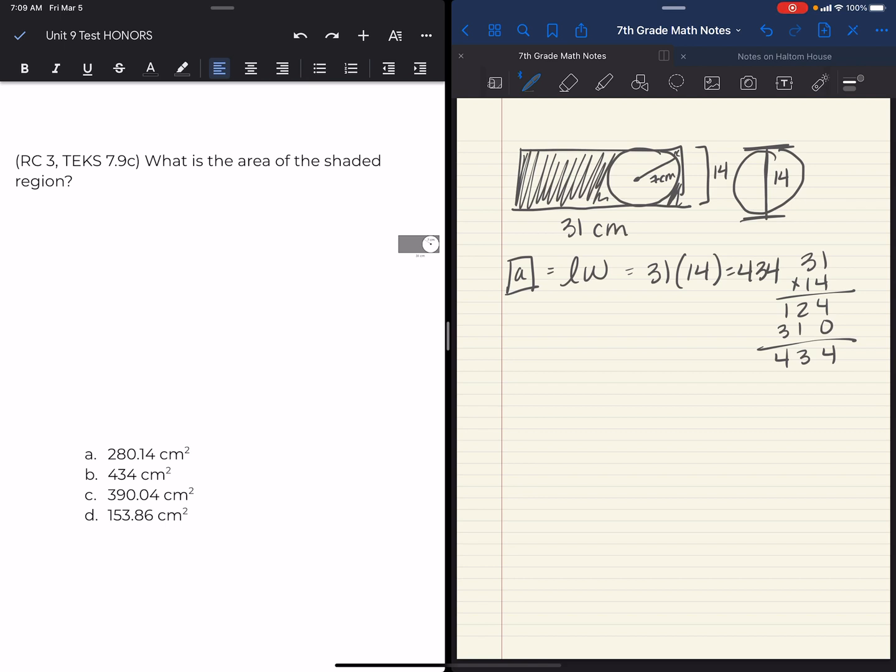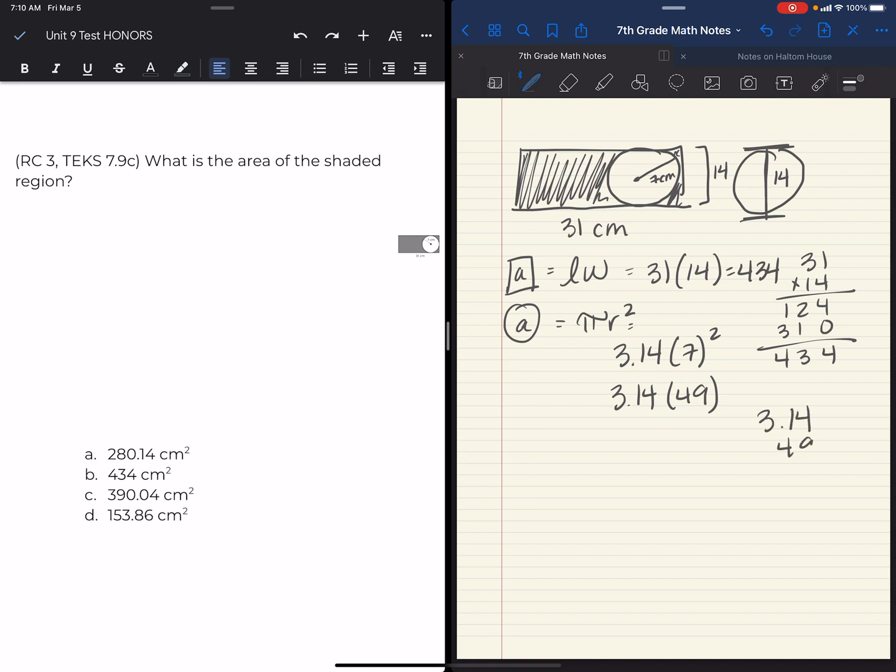Now I'm going to find the area of my circle. Let's make that bigger. Area of a circle is pi r squared. I know pi is 3.14, and I know my radius is 7. Now, 7 squared, I do know that off the top of my head, as we all should. 7 times 7 is 49. I do not know what 3.14 times 49 is, so I am going to work that out.